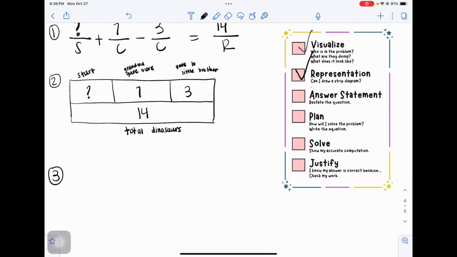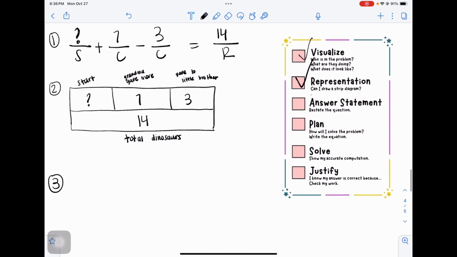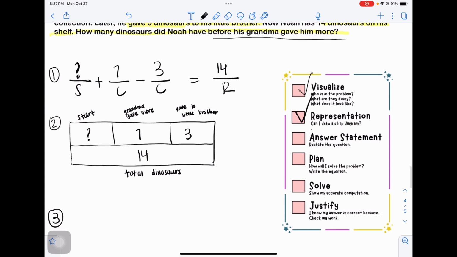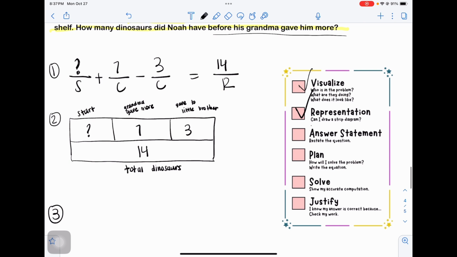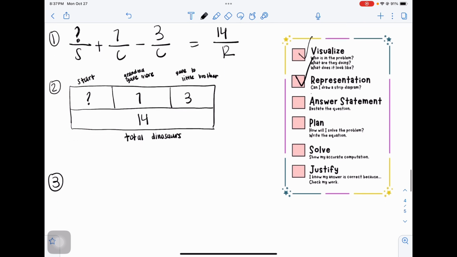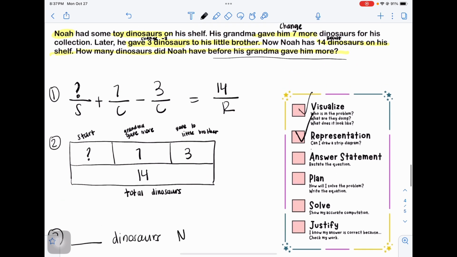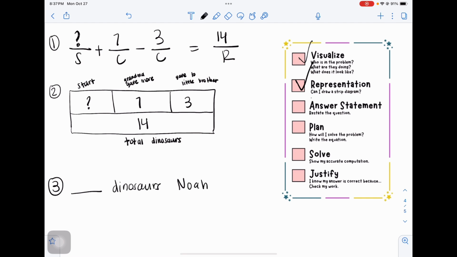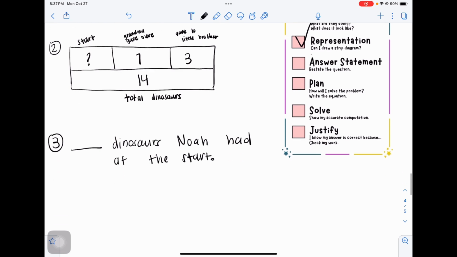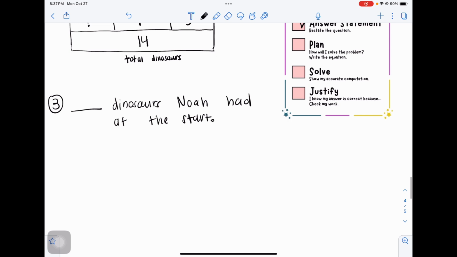Now we're going to answer statement. For our answer statement, we are going to repeat our question. So we want to know blank dinosaurs Noah had, let's say at the start, at the beginning, same thing. Blank dinosaurs Noah had at the start. Okay, our answer statement's done. Now we're going to go into plan.